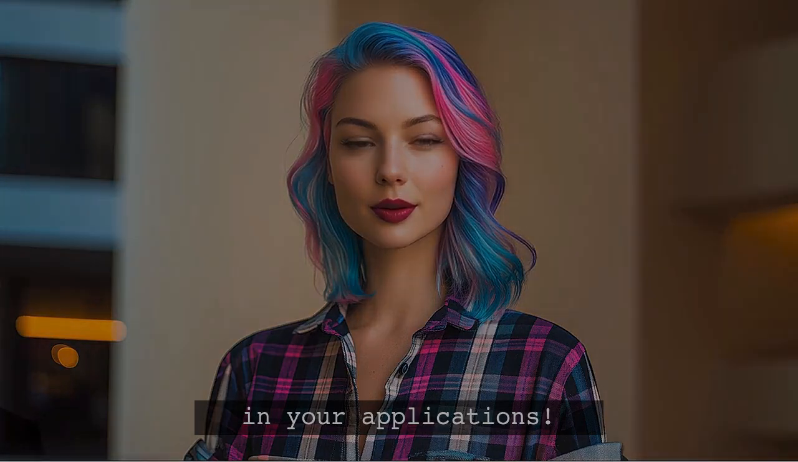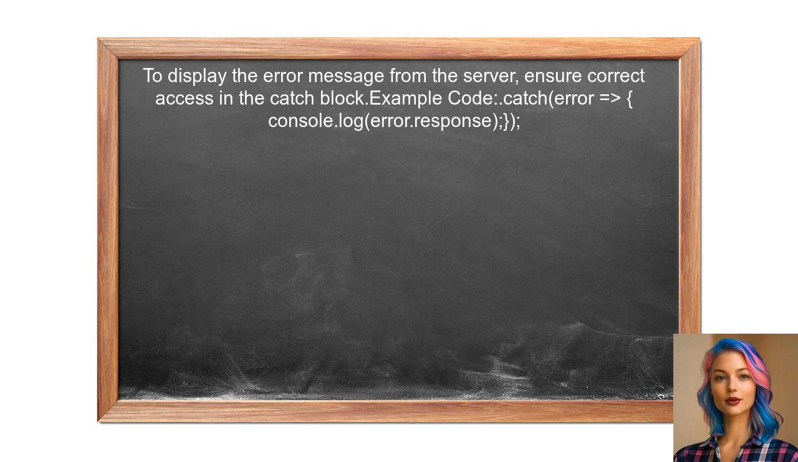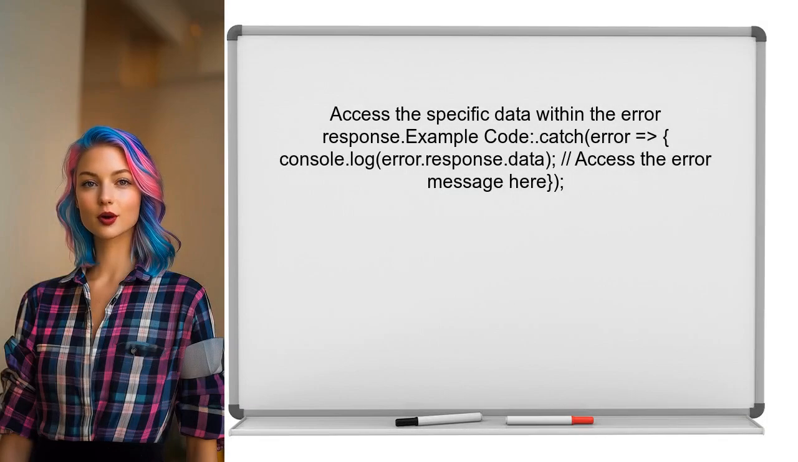To display the error message from the server, the user should first ensure that they are correctly accessing the error response in their catch block. This involves checking the structure of the error object returned by Axios. Next, the user needs to access the specific data within the error response. The error message is typically found in the data property of the response object.